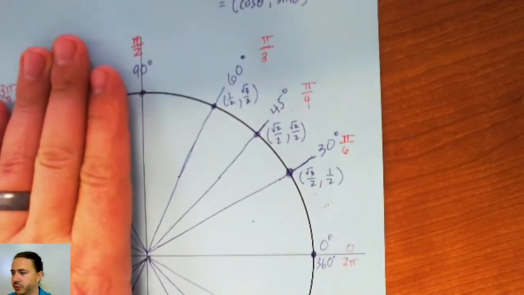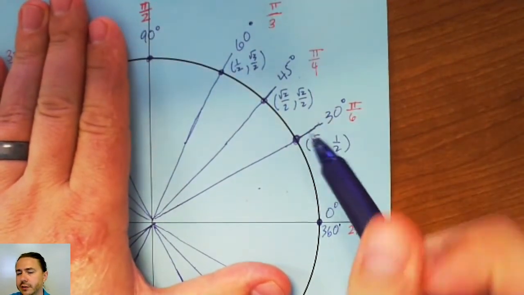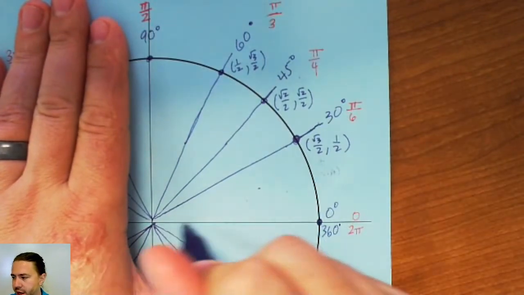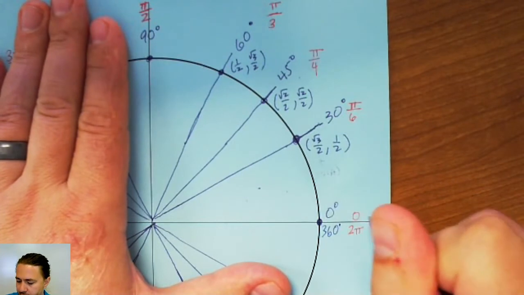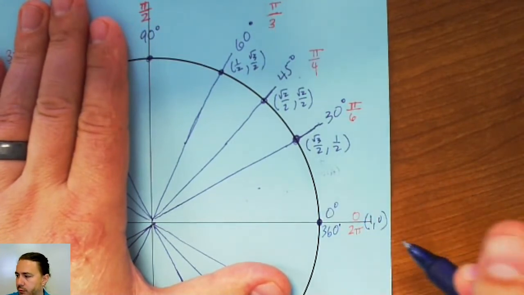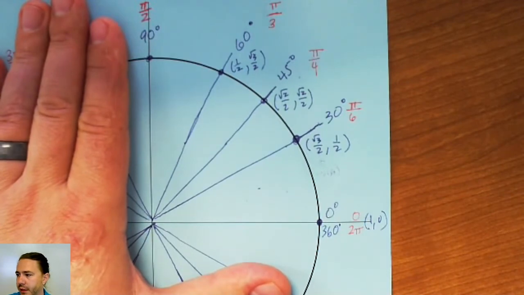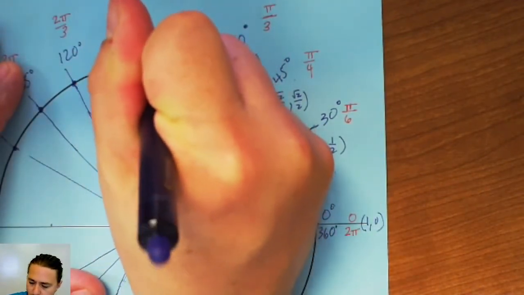Now, what about the extremes? We don't have a triangle for those. But we do have coordinates that should be pretty easy to figure out, right? Because the radius is exactly 1. So this coordinate right here should be 1, 0, right? The x is 1 and the y, it's not going up and down. Similarly, this coordinate up here should be 0, 1.